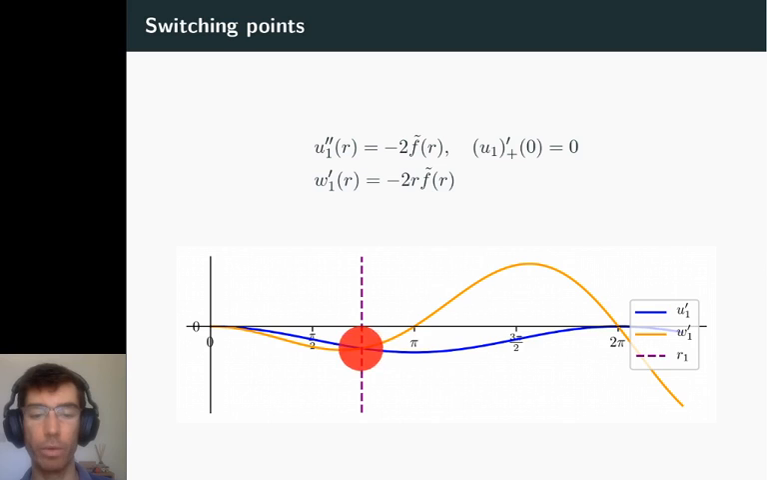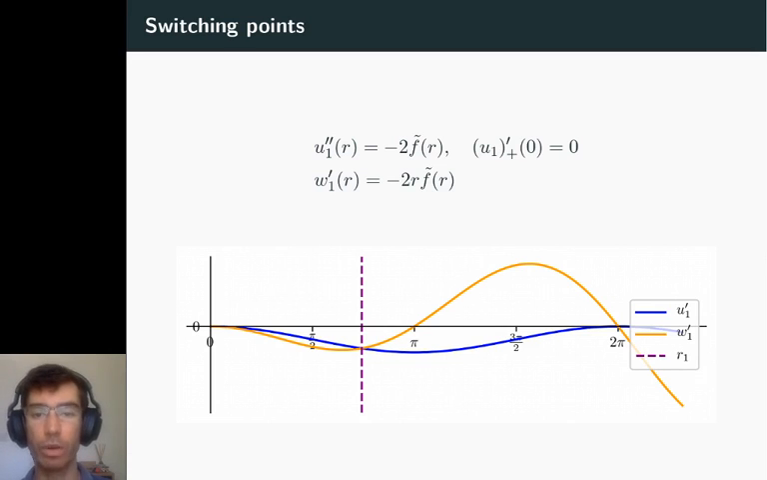Then this point R1 here is chosen such that the first derivative of W1, shown in orange, becomes larger than the first derivative of U1, shown in blue, for the first time. Now, we're not requiring any smooth fit condition in order to solve this first order ODE. However, we note that because of the continuity of the cost function f, we actually do see the first derivatives matching at this point where they cross. And so we do get smooth fit as well as continuous fit.